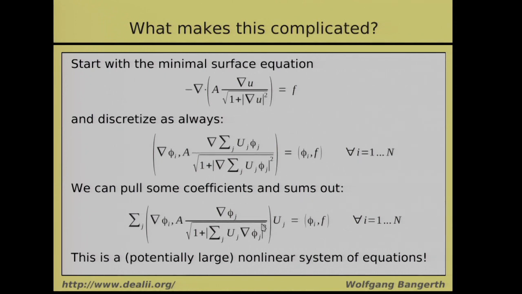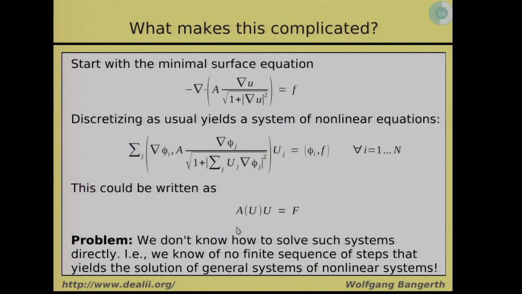And if it weren't for this term here, then this would just be the Laplace equation, where the matrix that I get out is gradient phi_i times gradient phi_j. It doesn't seem fundamentally different, but the issue here is that all of the u_j's actually appear in this matrix. So I get a potentially very large system of nonlinear equations, and so I could write this as, for example, A of u.